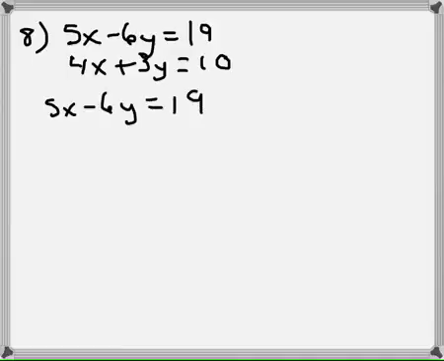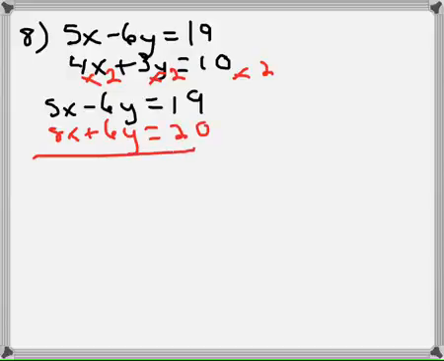I'm going to recopy this equation. And then I'm multiplying by 2, by 2, by 2. Here I go. What's 4 times 2? 8x. What's 3 times 2? 3y times 2. 3 times 2. 6y. What's 10 times 2? 20. Add.